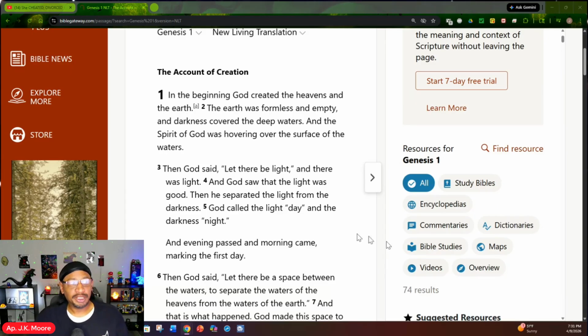So interesting. But for right now, let's just keep it earthbound, so to speak. When it says he created the heavens, we're just going to take that to mean outer space, our upper atmosphere, and the sky.